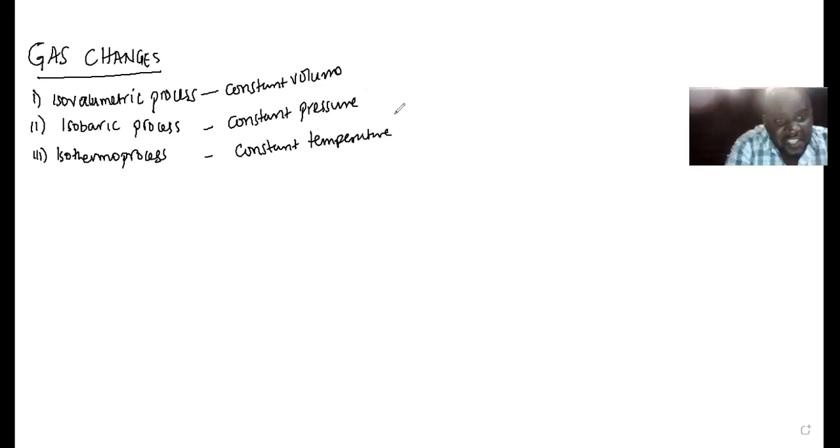So you'll see that the gas changes isovolumetrically. That means in a process with constant volume, the pressure of the gas may change or its temperature may change, but the volume may not change. In an isobaric process, the gas may change its volume, its temperature may rise or decrease, but the pressure may not change. In the isothermal process, the pressure and the volume can change, but the temperature will remain constant.